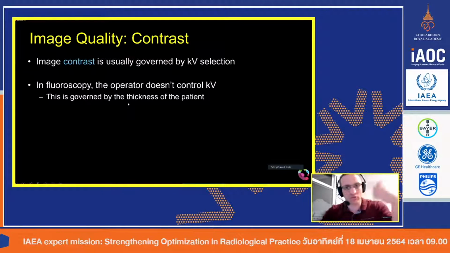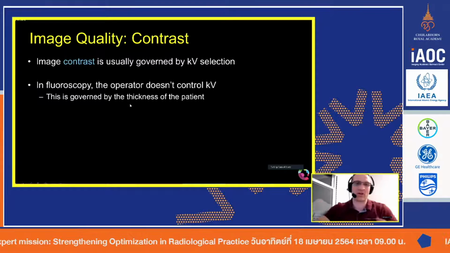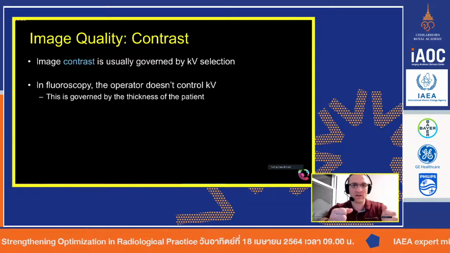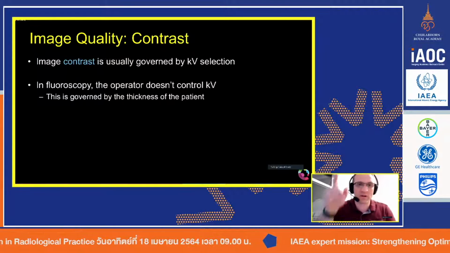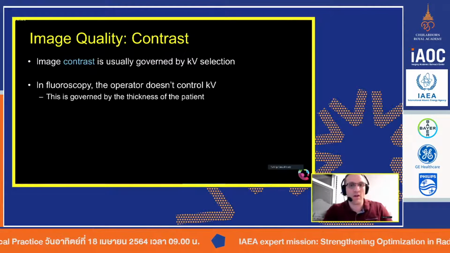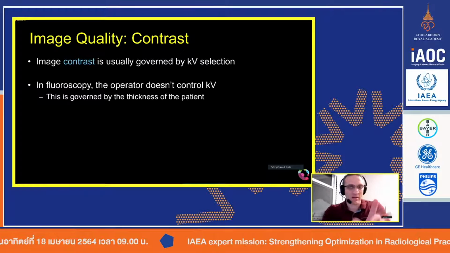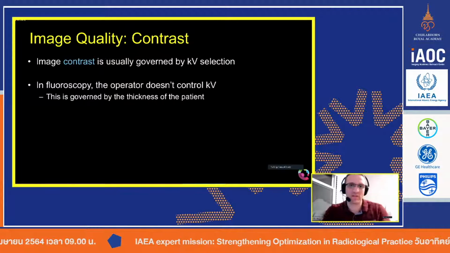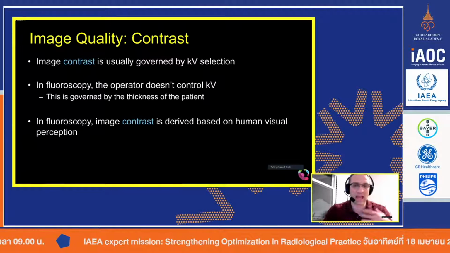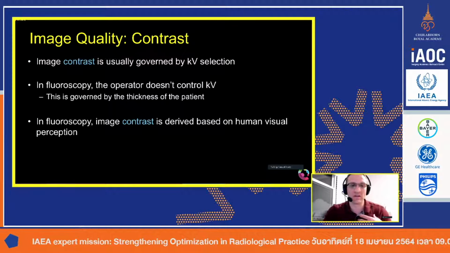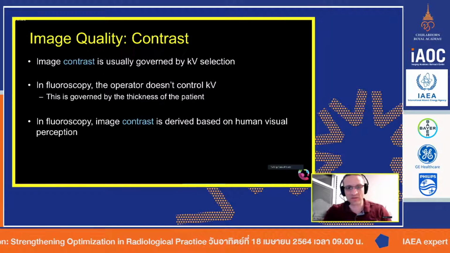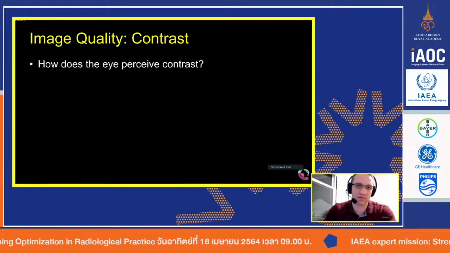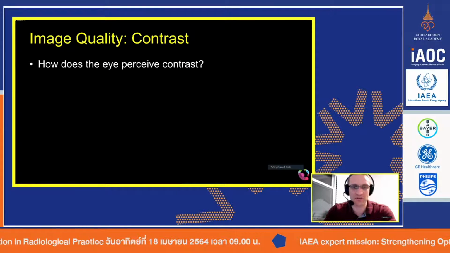So fluoroscopy is really good at keeping that constant. The radiologist can move wherever they need to, and they can adjust the patient however they need to, and they get pretty constant image quality. That's great. The system handles that. But that means we do not have the same tricks that we've always been using. We cannot physically adjust the kV. So how do we optimize contrast? Well, this is all based on human visual perception. So how does the eye perceive contrast?